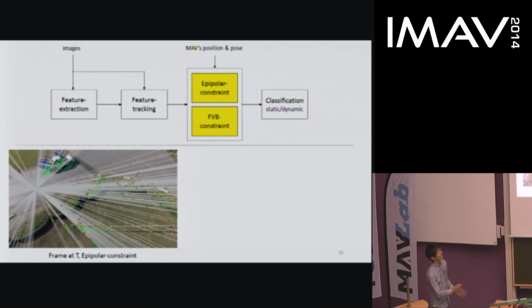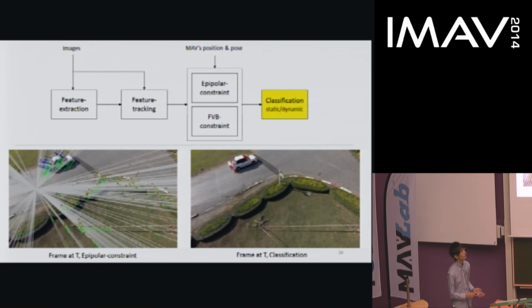The white lines in this image represent the epipolar lines. And these blue lines around the car represent the distance between the feature and the corresponding epipolar line. As you can see in this image, the feature points which were extracted from the moving car violate the epipolar geometry because there are many blue lines around the car. And finally, we classify each feature point as static or dynamic based on a predefined threshold.